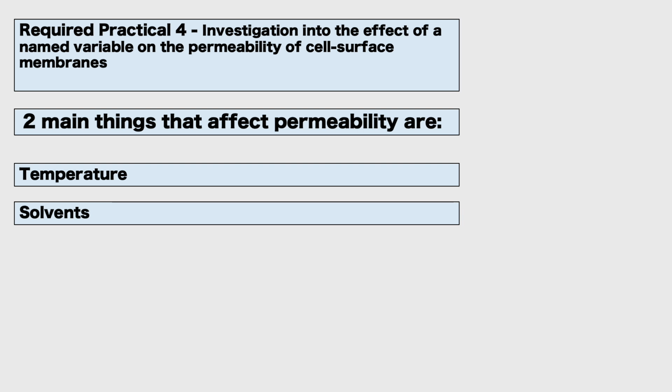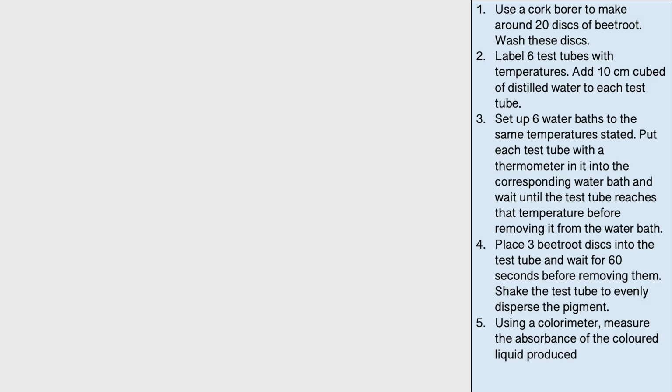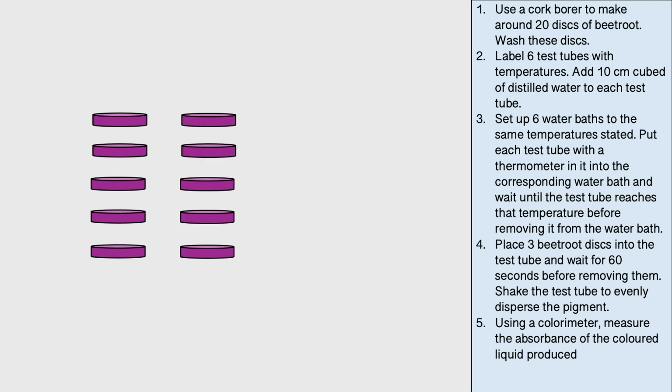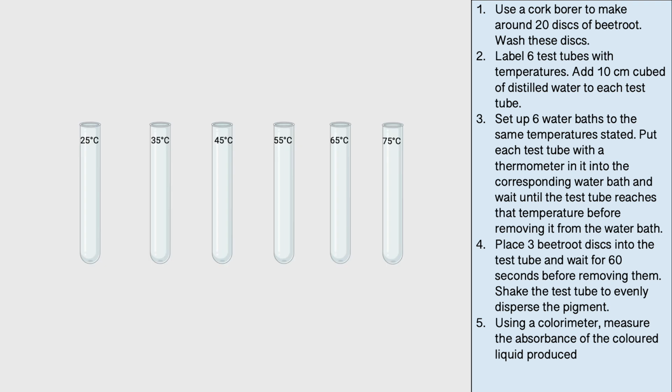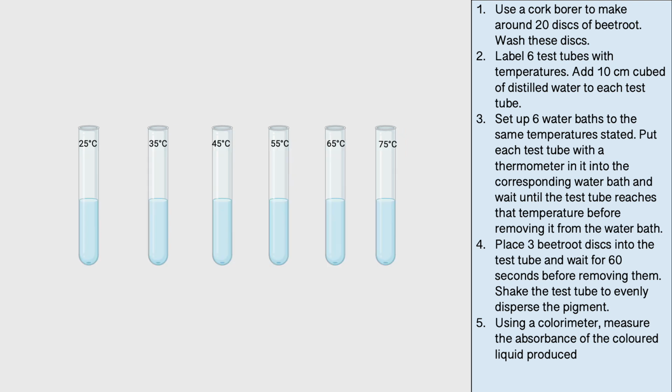So the independent variable we'll be using is temperature. What you're going to do is use a cork borer to make around 20 discs of beetroot. We're going to wash these discs, then label 6 test tubes with the temperatures we'll be using. So we've got 25 degrees, 35 degrees, 45, 55, 65 and 75.